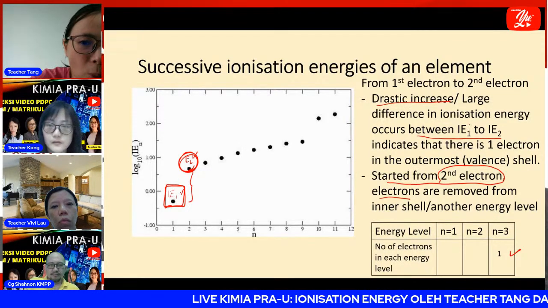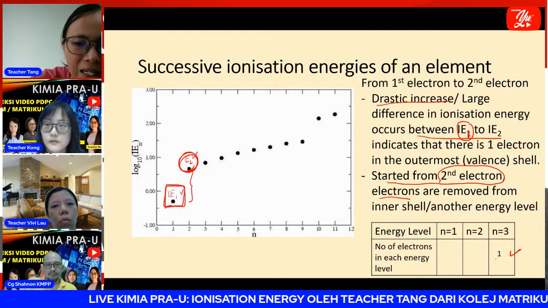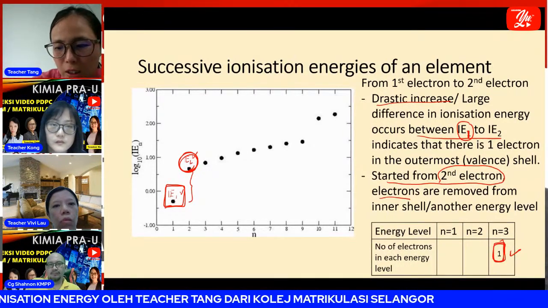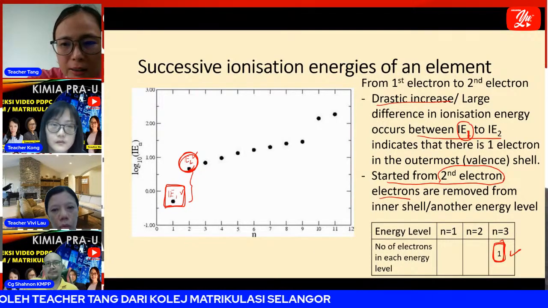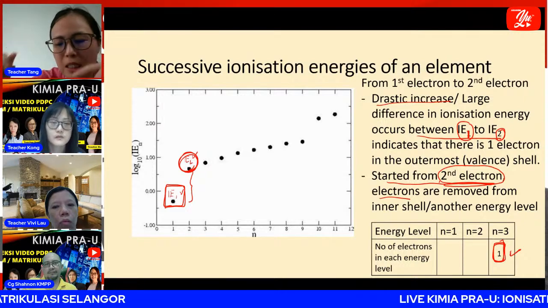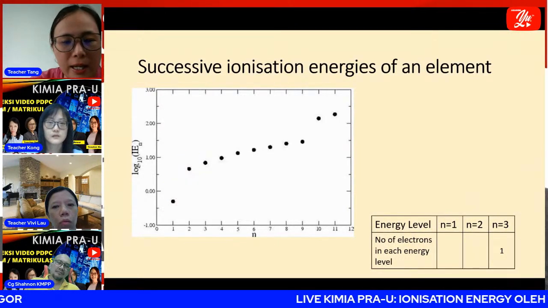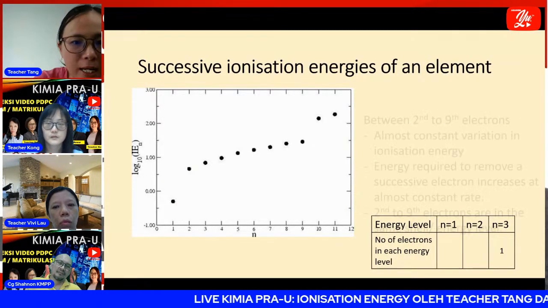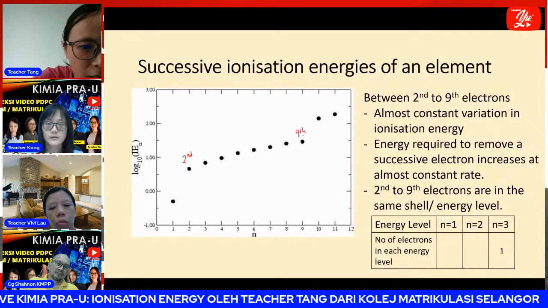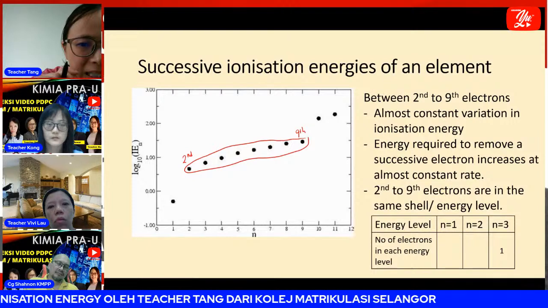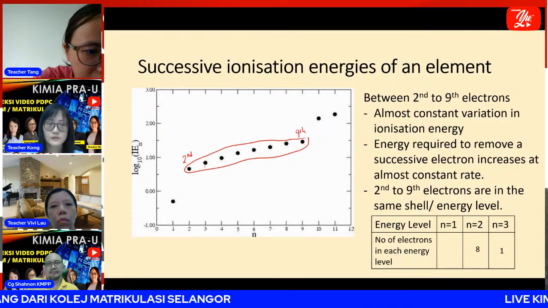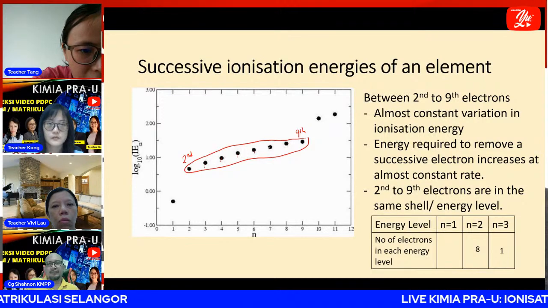So the smaller one indicates the valence electron. And then the second means that the second electron started to be removed from the inner shell. Between the second and the 9th electron, can you see that the increase in ionization energy is only a little bit?